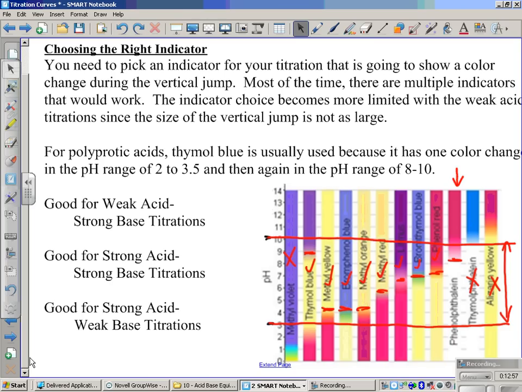Now on the AP test or on a test question, they're not going to give you this table of all these indicators. They're going to just tell you phenolphthalein changes color at a pH around 8.8. So you would say, well, I need it to change between 3 and 10, and 8.8 is between 3 and 10, so therefore that must be the appropriate indicator to use for that pH change.